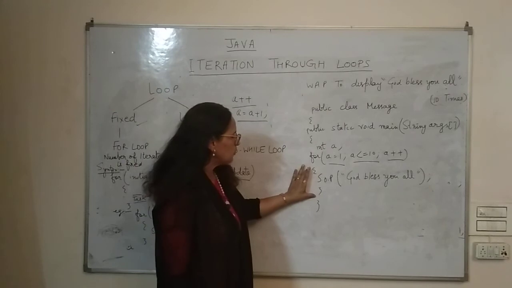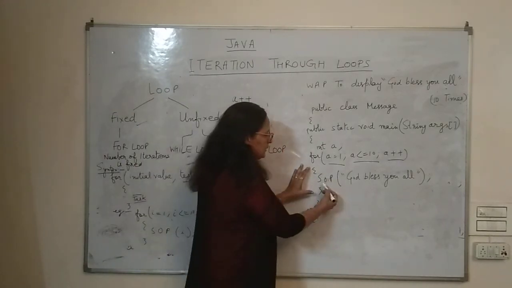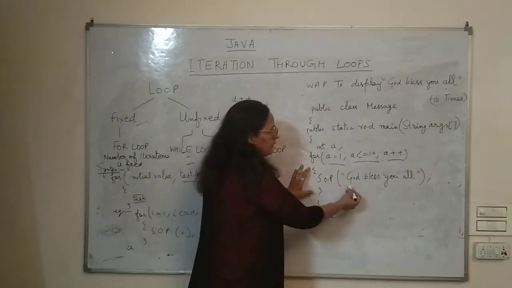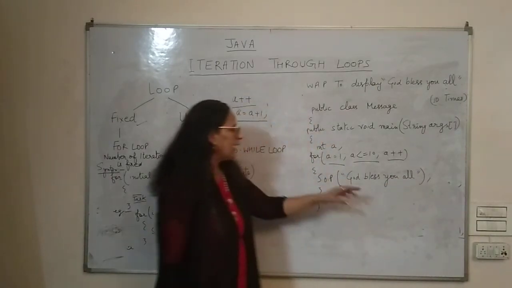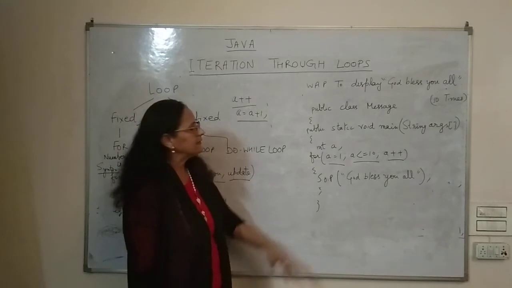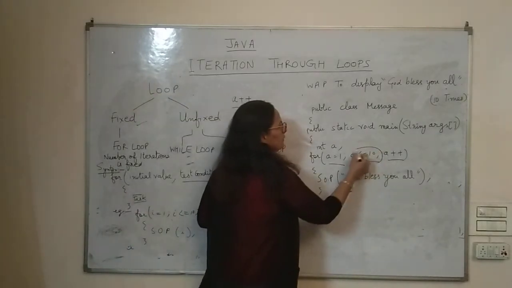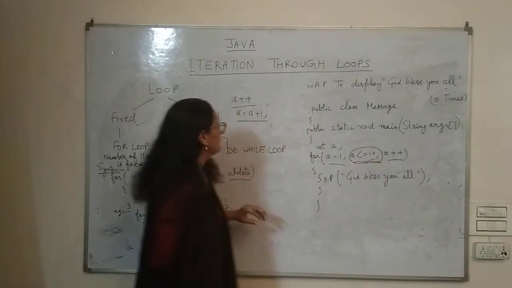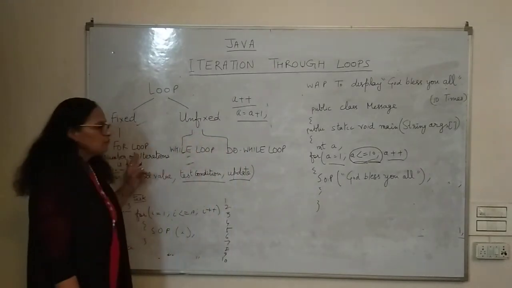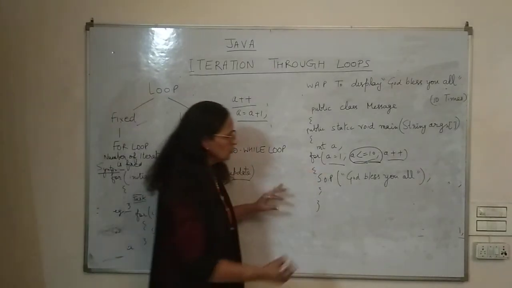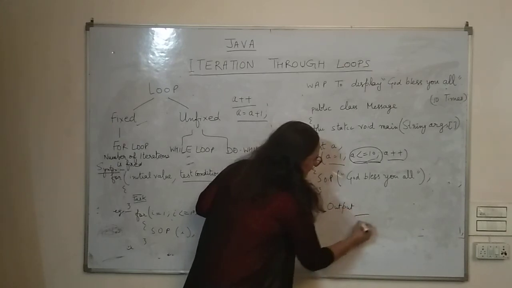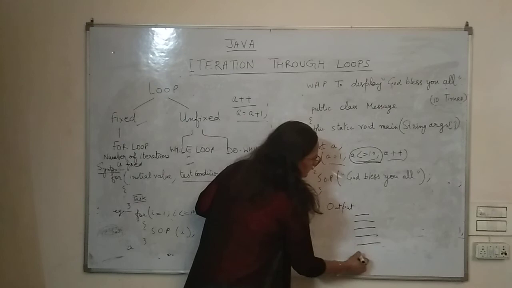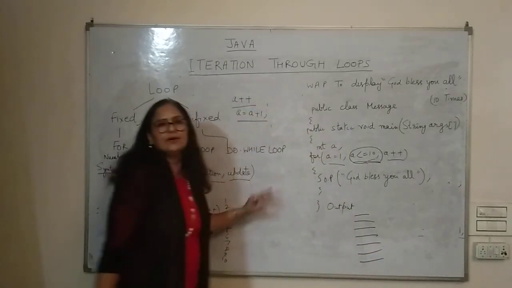Now this is the body of the loop. It is going to do System.out.println God bless you all, whatever we are writing over here, and it is going to print how many times? 10 times. This is known as the fixed for loop. So the output will be, 10 times it is going to write God bless you all on our screen.